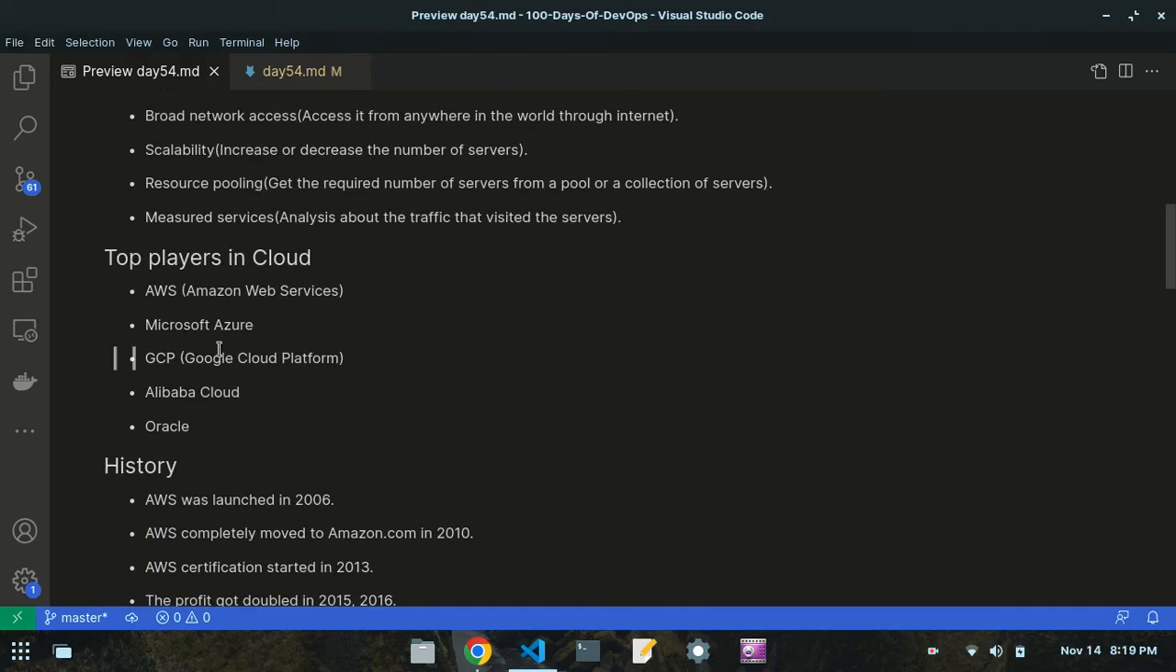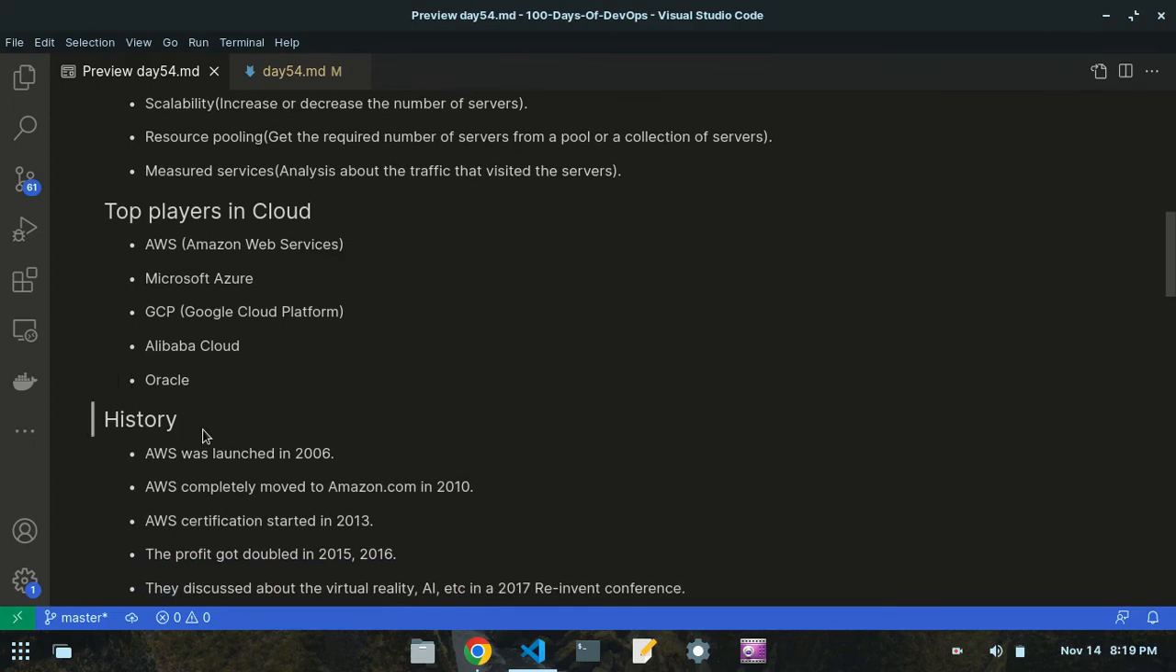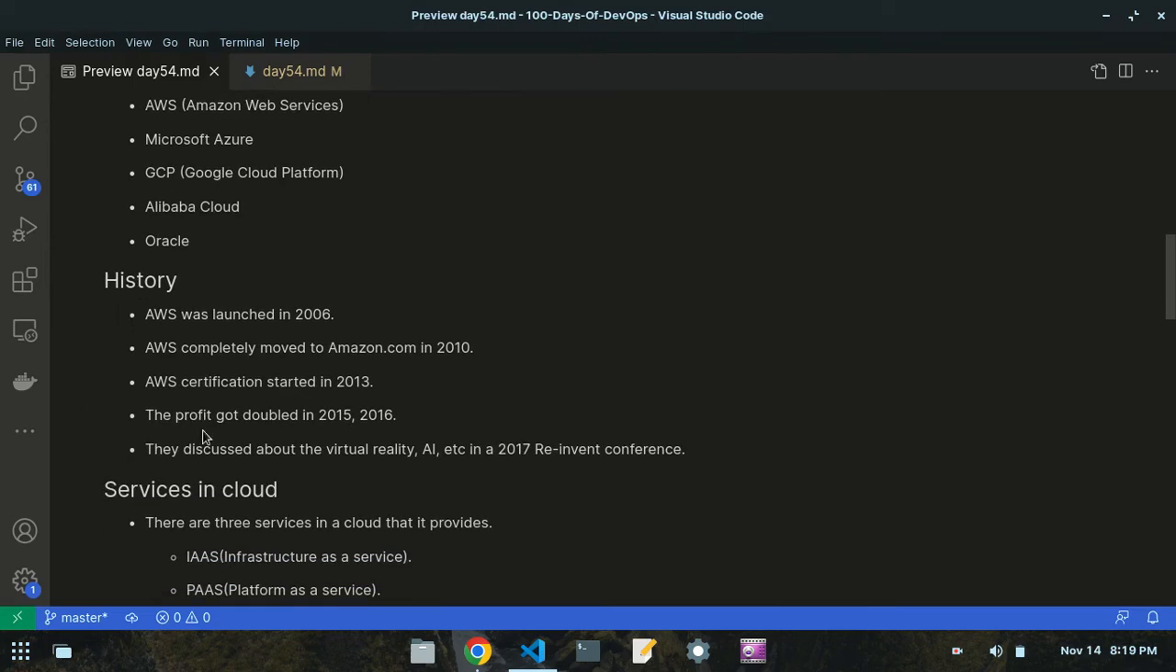Now let's take a look at the top players in the cloud. There are some top players that are currently present in the cloud industry. The first one is AWS, Amazon Web Services. The next one is Microsoft Azure. The third one is GCP, Google Cloud Platform. After that, Alibaba Cloud and Oracle. There are many top players and cloud platforms present in the industry.